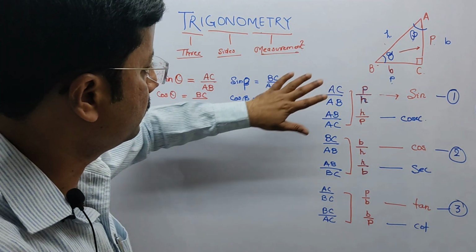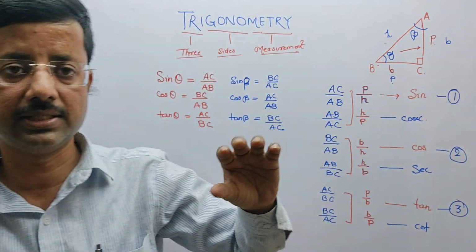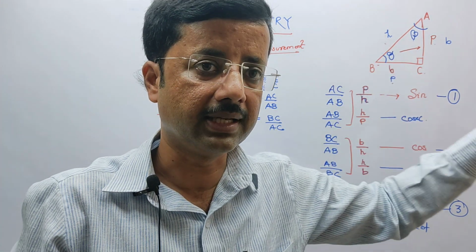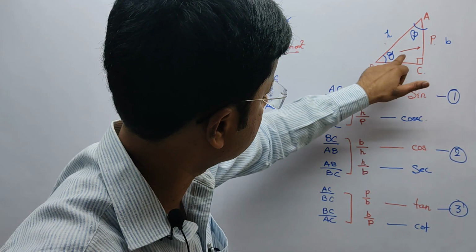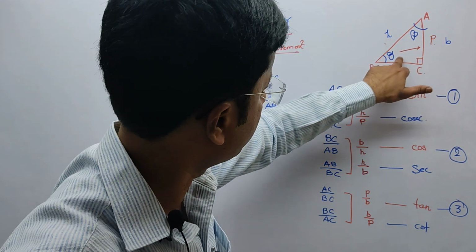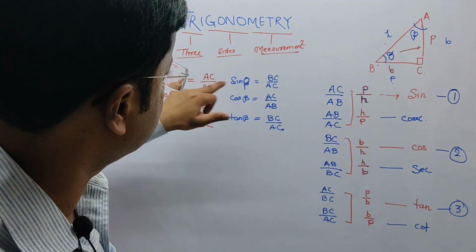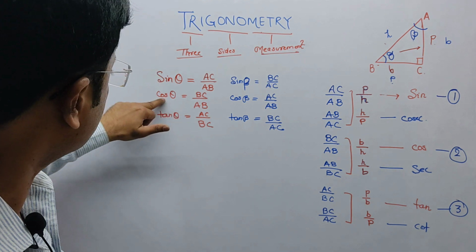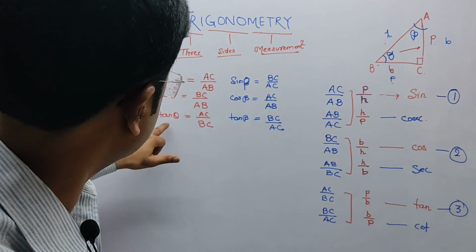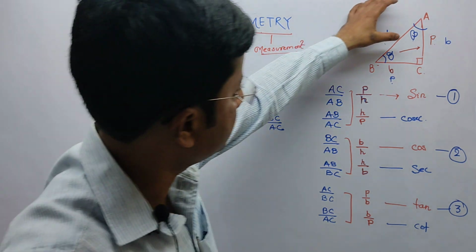Now there is nothing to confuse. Why? The different ratios of the different sides will automatically change with the change in the angle, because the side which is in front of the angle is perpendicular. In the case of theta, the side in front of theta is AC. So AC is perpendicular for theta. Whenever we take sine theta, it is AC upon AB. Sine is perpendicular by hypotenuse. Cos theta is BC upon AB, that is base by hypotenuse, and tan theta is AC upon BC. But this again changes when I take beta.